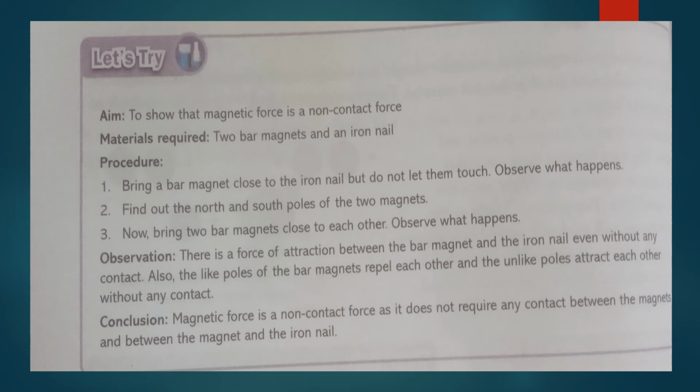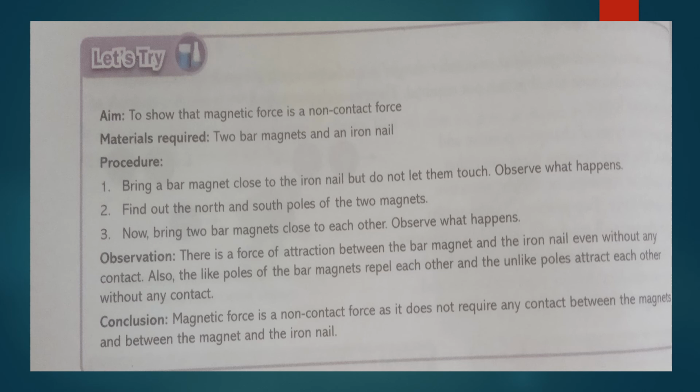So what are the materials required to perform this activity? Number 1, 2 bar magnets and an iron nail. And procedure: point number 1, first of all, bring a bar magnet close to the iron nail, but do not let them touch. Observe what happens.